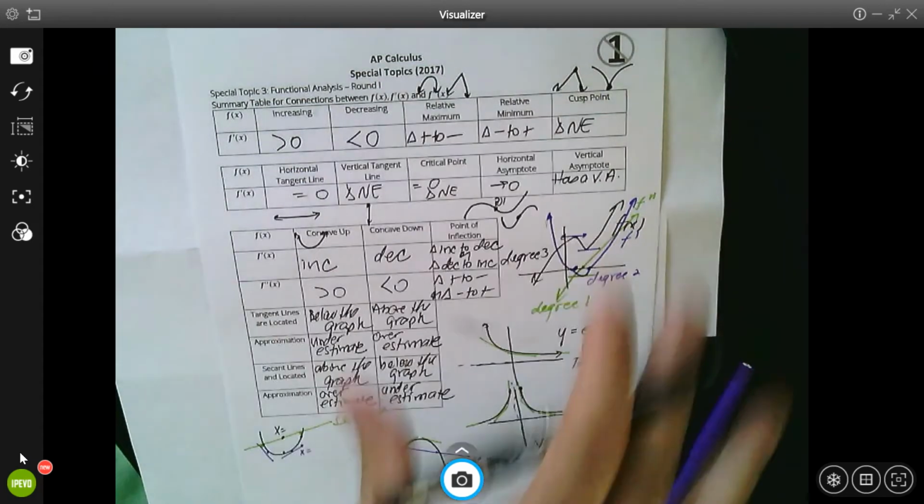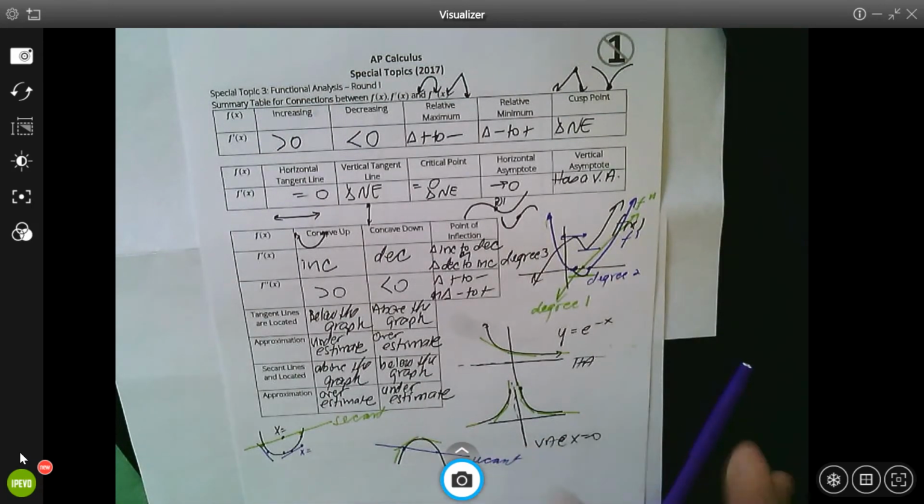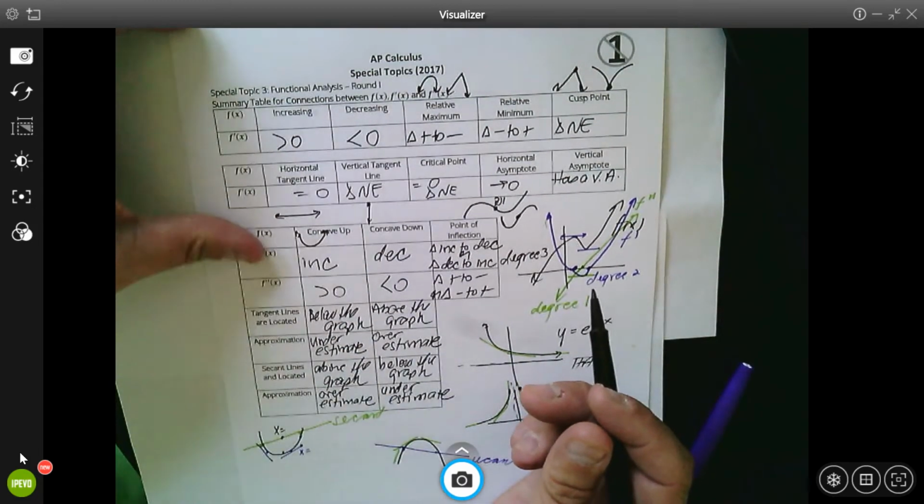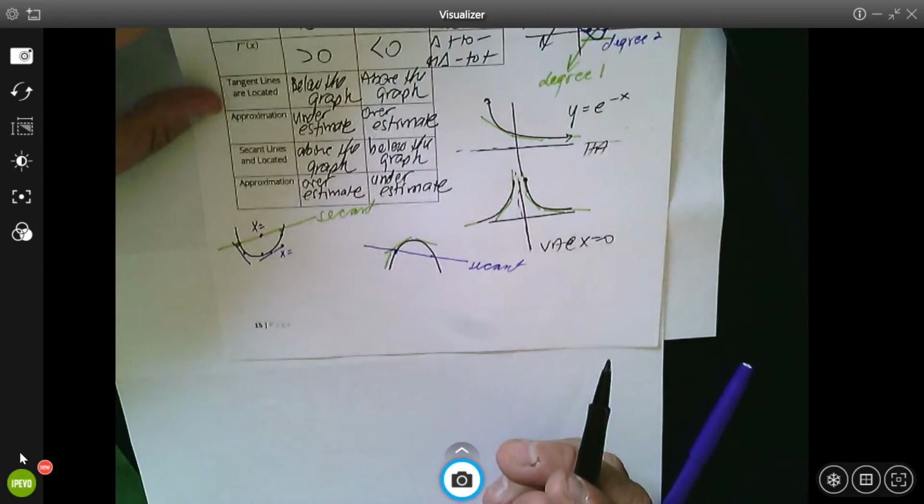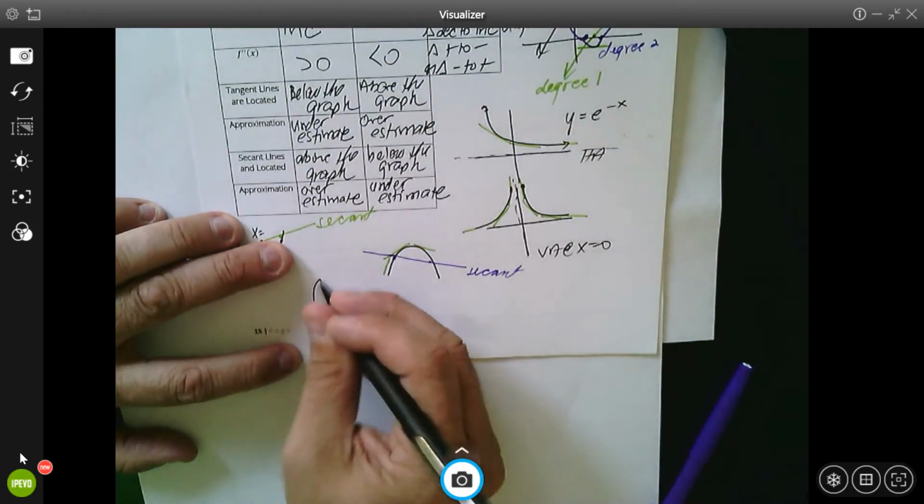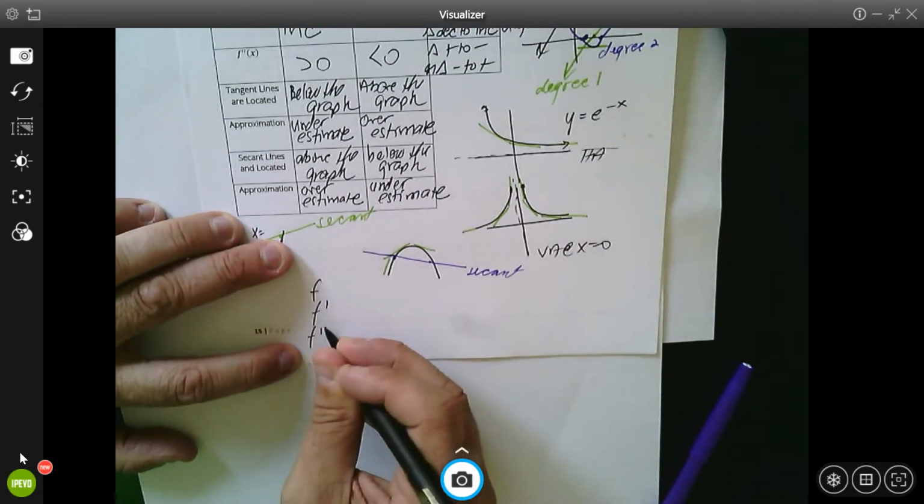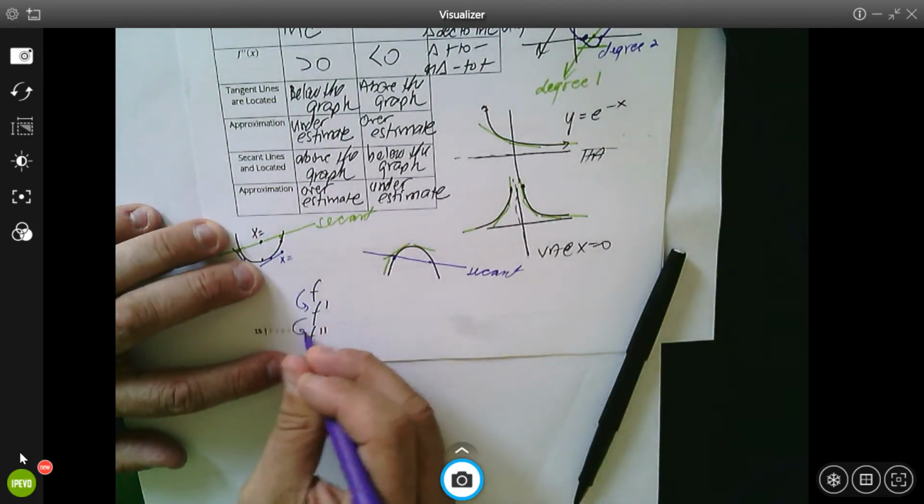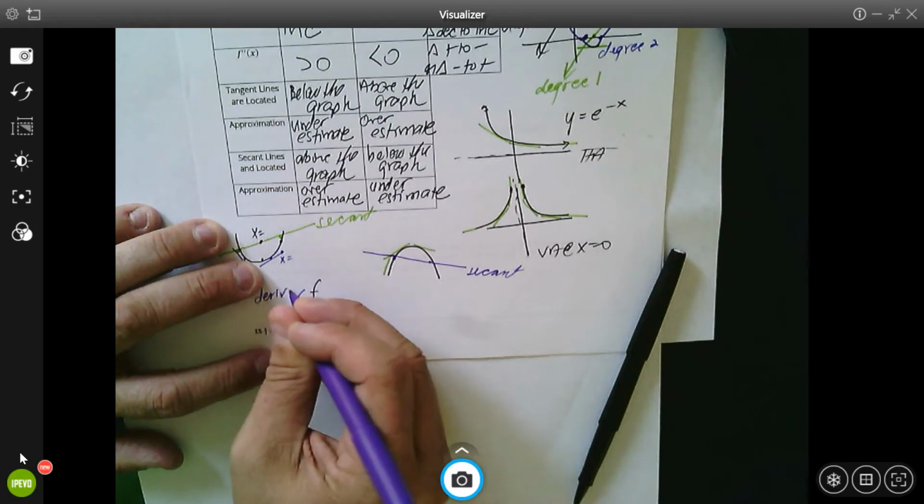So there we are. That's the summary table. This is everything that you need to know and know well for f, f prime, f double prime relationships. Now, one quick thing before we leave the summary table. We're talking about little f prime, and little f double prime. These are derivative relationships as you work your way down the chart.